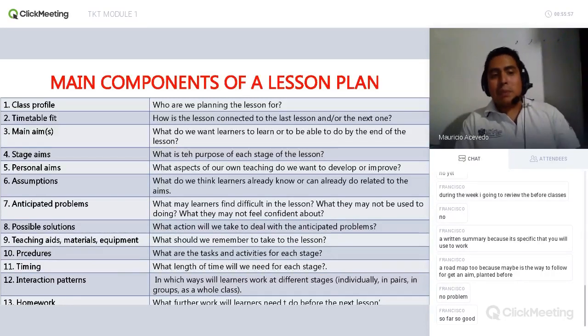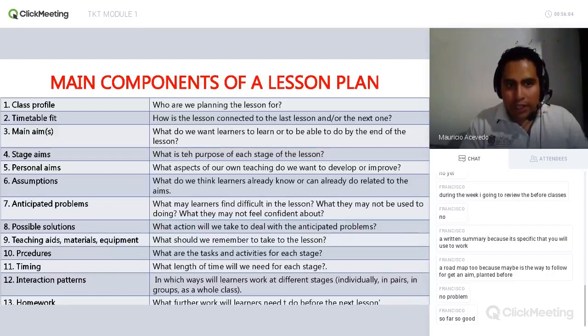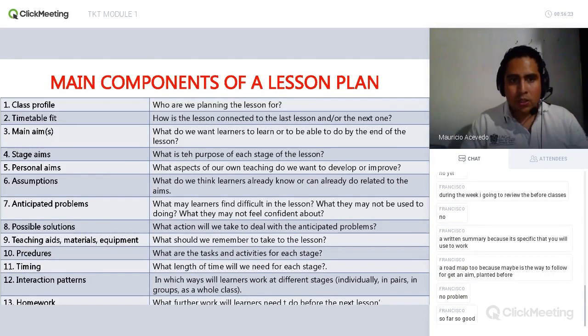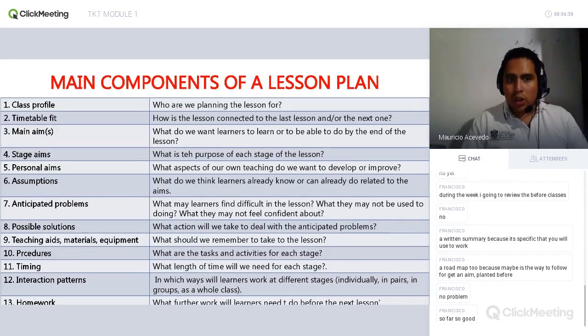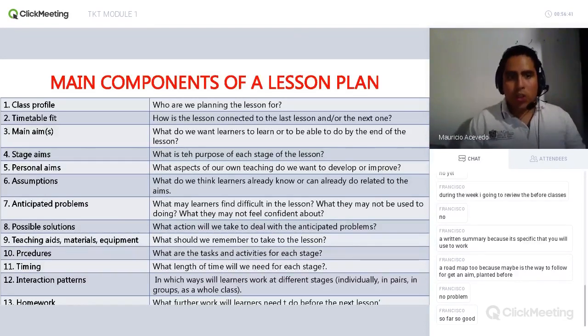Interaction patterns. This is especially for PPP. If you have a communicative methodology, interaction patterns are good for you. In which ways will students work at different stages: individually, in pairs, in groups, as a whole class, etc.? In the icebreaker, they are going to talk, working in pairs. In the main activity, as I want to know what they know, they are going to work alone. For the last activity, which is a discussion, a debate about past simple and past continuous, the whole group will be together. So basically, interaction patterns are the ways they are going to work: alone, in pairs, in groups, etc.